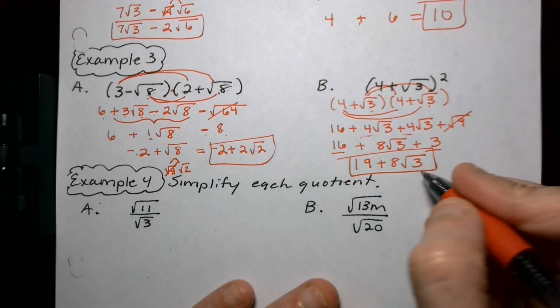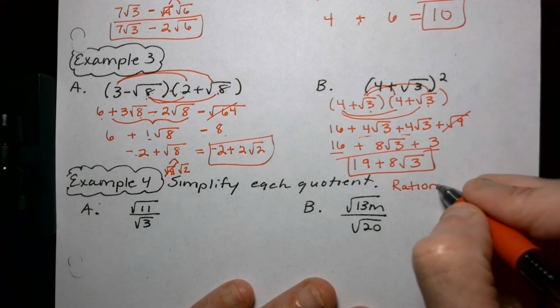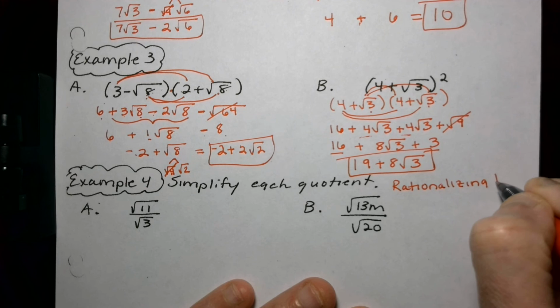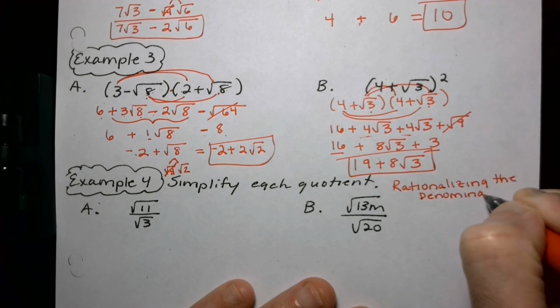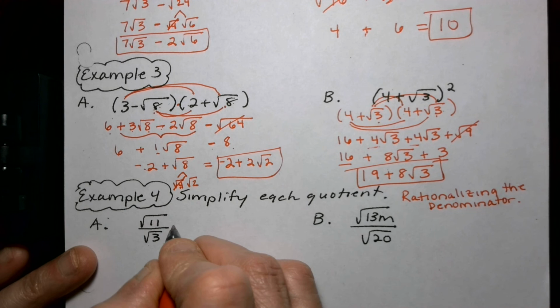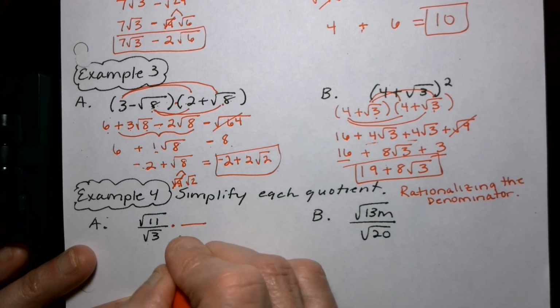And I'm actually going to write this here because you'll see that on tests too when you do standardized tests. Rationalizing the denominator. So I want you to be familiar with those words as well. But in order to get rid of the square root of 3 on the bottom, all you do is multiply by the exact same thing that's in the bottom. Okay?